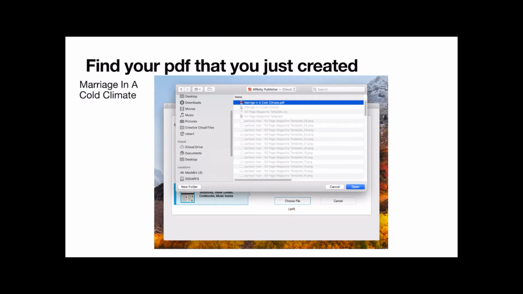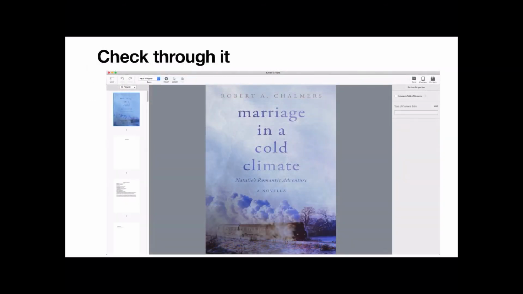Find your PDF that you just created. And in this case, Marriage in a Cold Climate. There's the exported file from Publisher. You can see it's in the Publisher folder. And it's called Marriage in a Cold Climate. Open that and check it through. That's in Kindle Create, and it comes up. You can see the left-hand side there. It's got the cover, the pages, and so forth and so on.